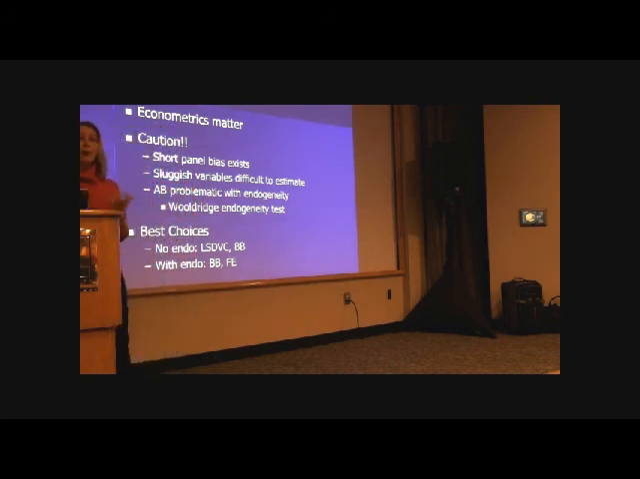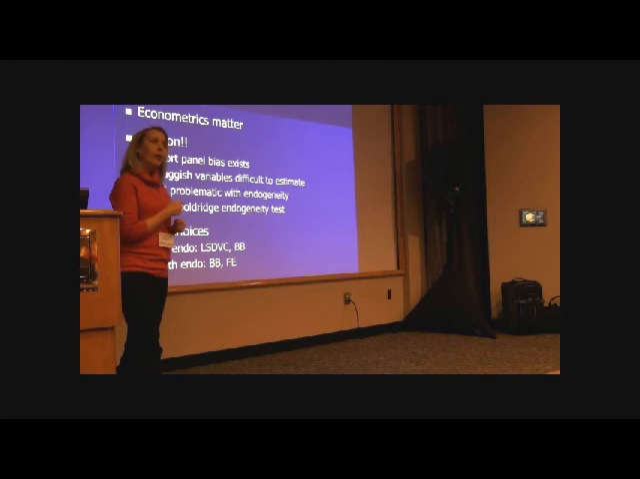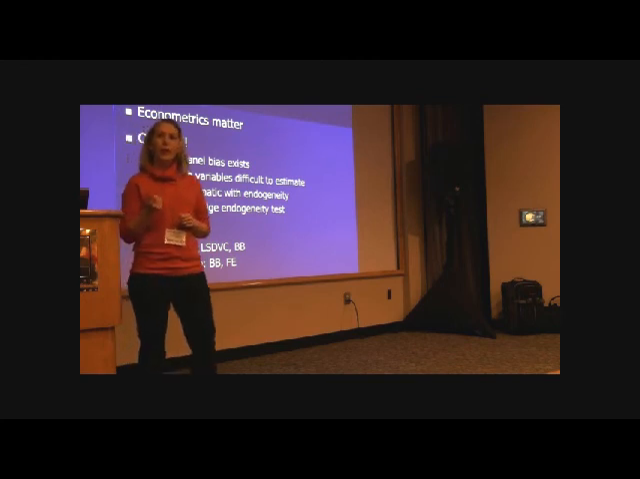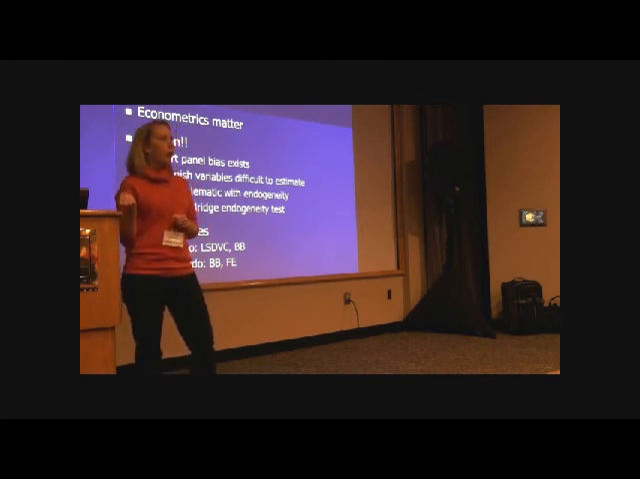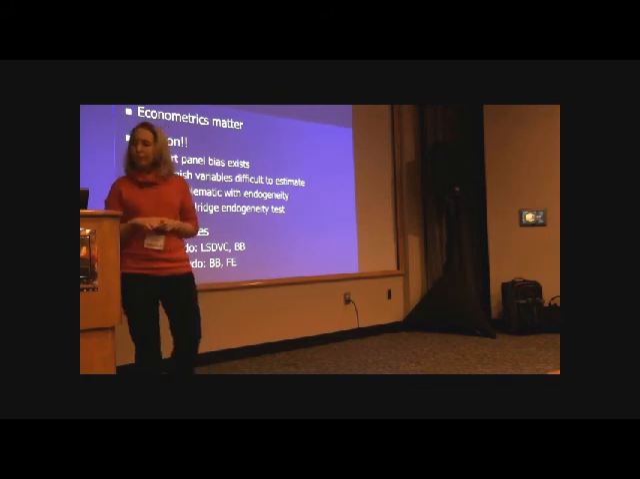There were a couple things that popped out to me just as far as really cautionary notes. One was ignoring the short panel bias is going to cause huge problems. The second one was these sluggish variables, the ones where you don't see a lot of intertemporal variation, are incredibly difficult to estimate when we're trying to control for unobserved heterogeneity.